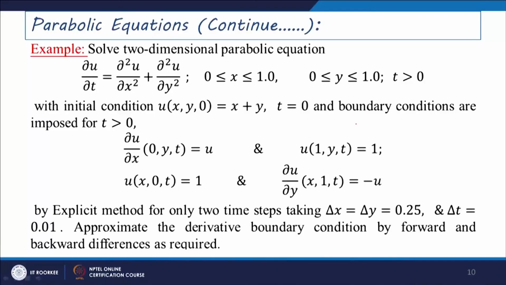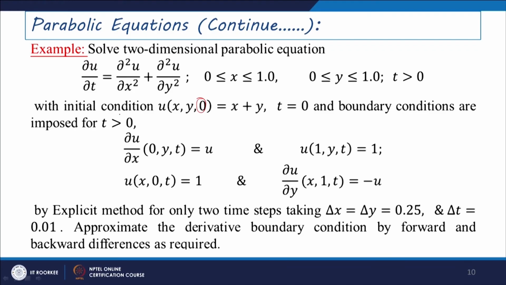And if we go for the solution of a parabolic equation with a specified boundary condition, suppose we consider del u by del t equals del square u by del x square plus del square u by del y square, where x lies between 0 to 1 and y lies between 0 to 1 for t greater than 0. With the initial condition, we prescribe all the space coordinate values at t equals 0, which is defined as x plus y here. The boundary conditions are imposed for t greater than 0, since the boundary is fixed and will not change with respect to time.